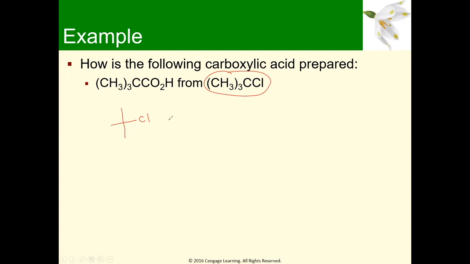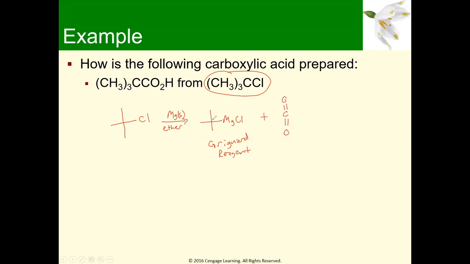Remember that the first thing I need to do is turn this into a Grignard reagent. The way you do that is you mix it together with solid magnesium in ether. That's going to create the Grignard reagent, which becomes like that. The magnesium kind of just inserts itself between the carbon and the chlorine. So there's your Grignard reagent. Then we said, let's just react that with carbon dioxide.